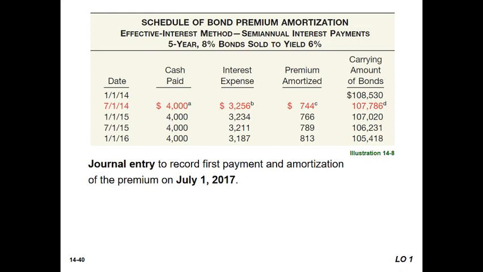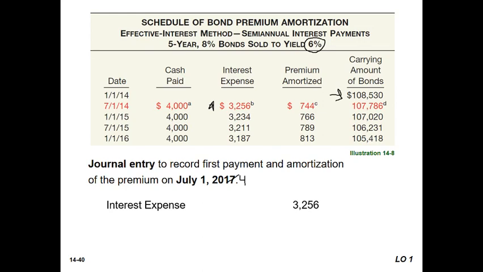When we move forward to deal with the first payment of amortization, again, year 2014, not 17, we have calculated that the expected interest expense is $3,256. So this is an absolute. This is based off the 6%, the carrying amount of the bonds, and the fraction of time, 6 months out of 12. So our interest expense is $3,256.